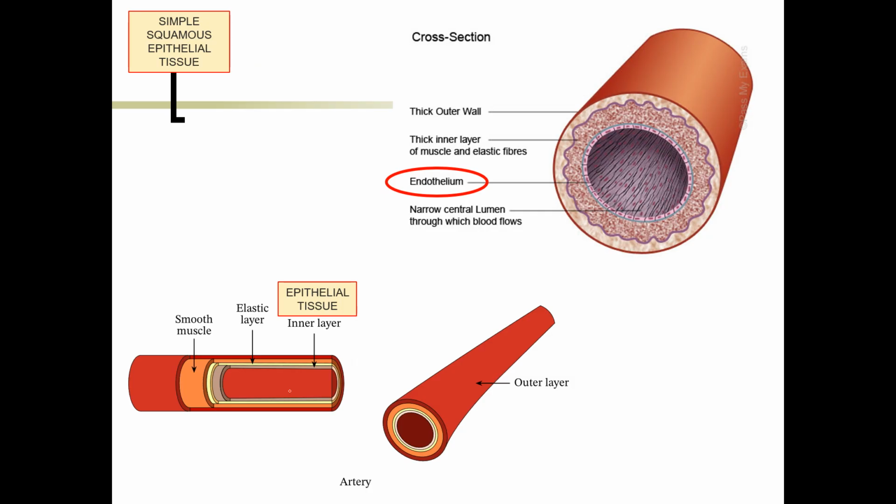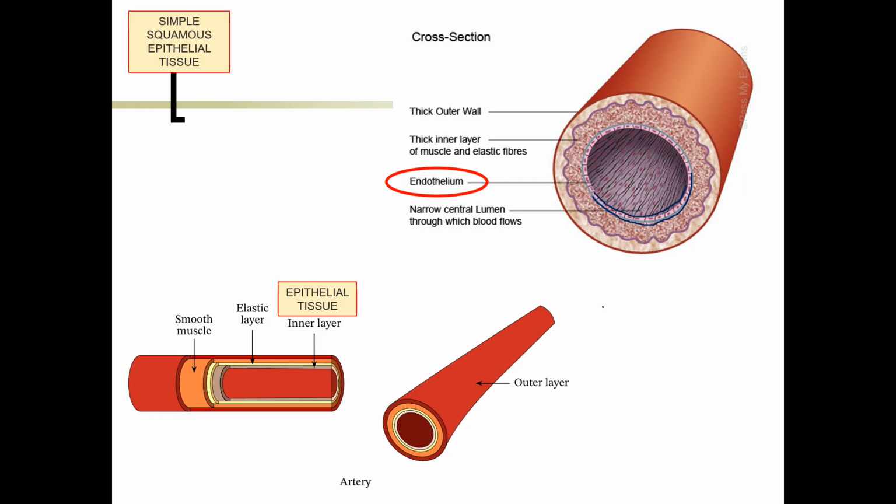One of the things is we said that it does line hollow internal structures. So what we're looking at here is a cross-section of a blood vessel. It doesn't matter what kind, it's an artery, but that doesn't matter. Let me get a different color pen here so you can see a little bit better. See this single layer of cells that's just below that blue line, so you can see that little single layer of cells right there.